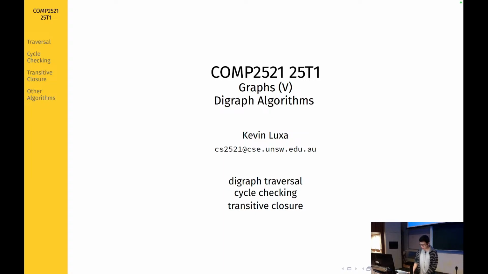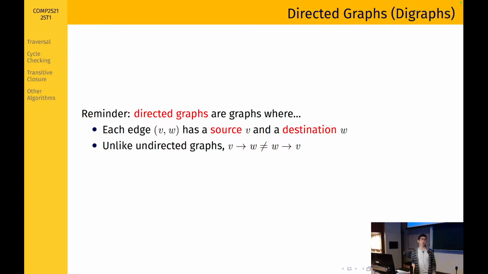Okay, so first of all, let's recap directed graphs, right? So what is a directed graph? It's a graph where edges are directed, right? Edges have direction. So each edge has a source V and a destination W, okay? And the characteristic of directed graphs is that edges are directed. So just because you have an edge from V to W doesn't mean you have an edge from W back to V.